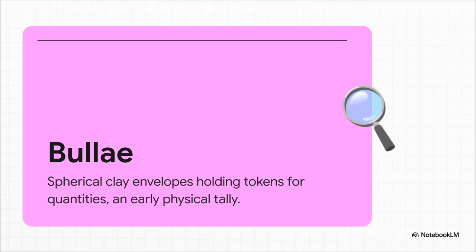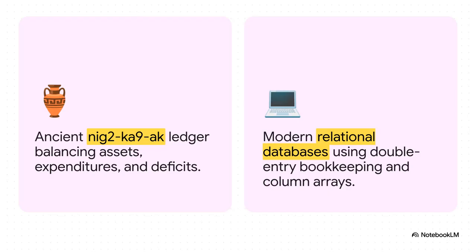They used these geometric clay tokens to represent specific amounts of commodities. And then they enclosed them in spherical clay envelopes called bullae. It was basically an early physical tally system. Literally the earliest form of physical data storage, locking the economic truth of a transaction right inside a ball of clay.